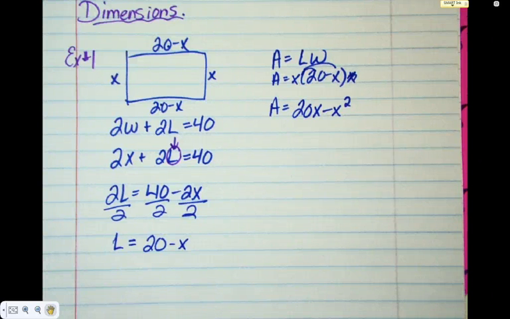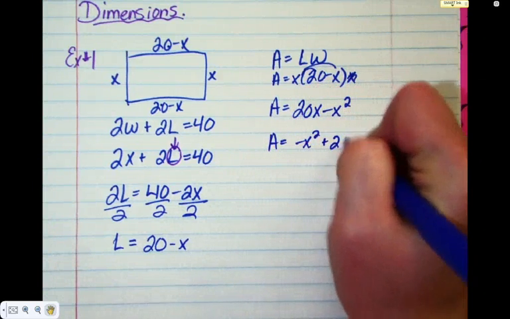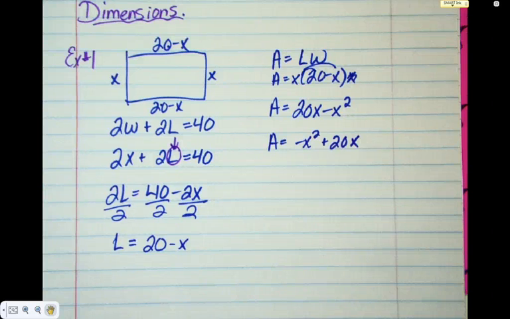So all I'm going to do is put that x squared first, because we're used to seeing a negative x squared and then a plus 20x. So that's just a regular old parabola. What are we trying to find? We're trying to maximize or minimize the area. So this is the same thing if I said find the maximum of this parabola. How do we find a max?